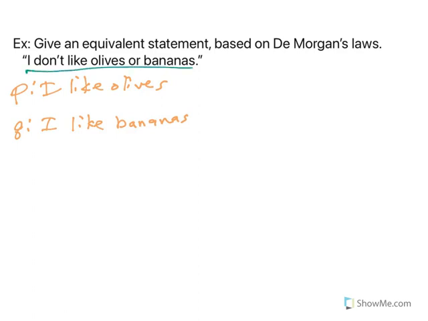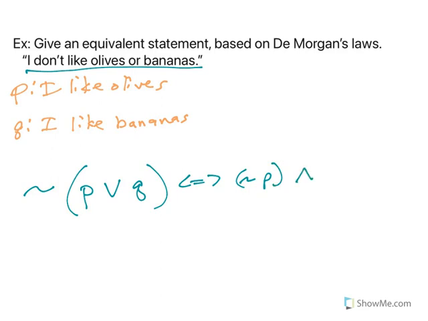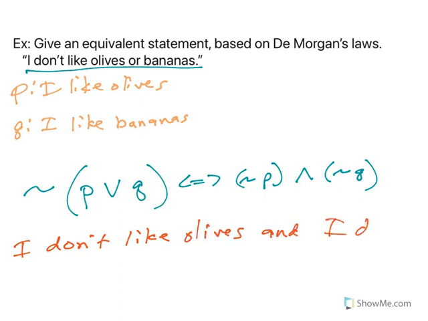This, I don't like olives or bananas, means not olives or bananas. I don't like either of those, right? There's the not, olives or bananas. So what would be the equivalent? Well, not P and not Q. So in words, I don't like olives and I don't like bananas.